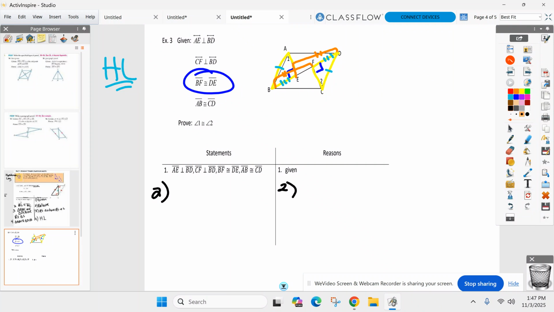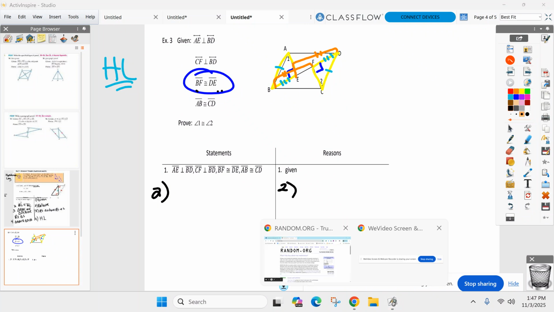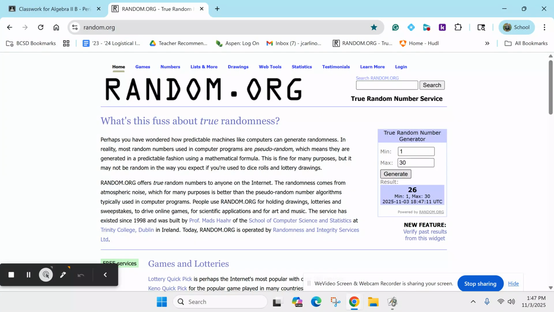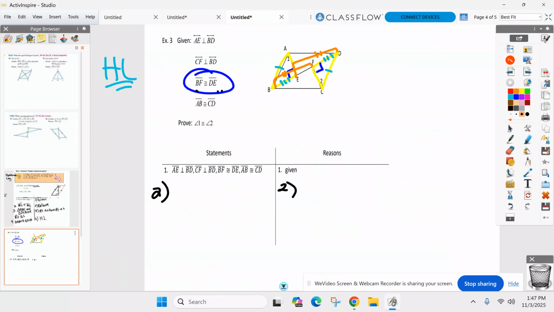So what do you subtract from each of these to get to BE and FD? What's got to be subtracted from both there? Where am I going? Ahmed? EF, there you go. Yep. From both of them. So I got to say EF is congruent to itself.